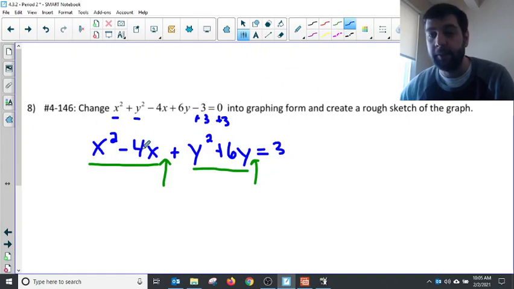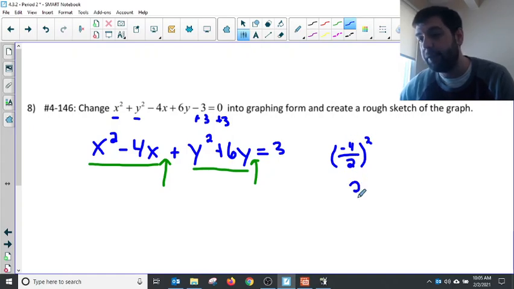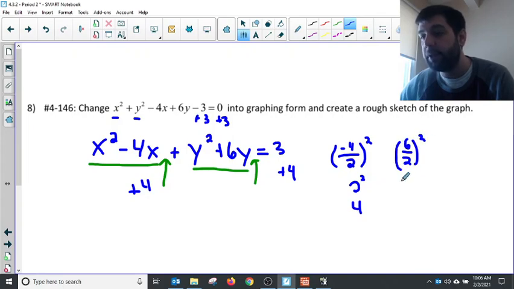I'm thinking again, I've taken my b, it's -4, taking -4 divided by 2 and squaring it. And again, the sign doesn't matter. So -4 divided by 2 is -2, and 2 squared is 4. So this means I'm going to be adding 4 to both sides of my equation here. But I also have to do it with y. So I'm going to be doing 6 divided by 2 and squaring that, which is 3 squared, which is 9. I know we can do that mentally.